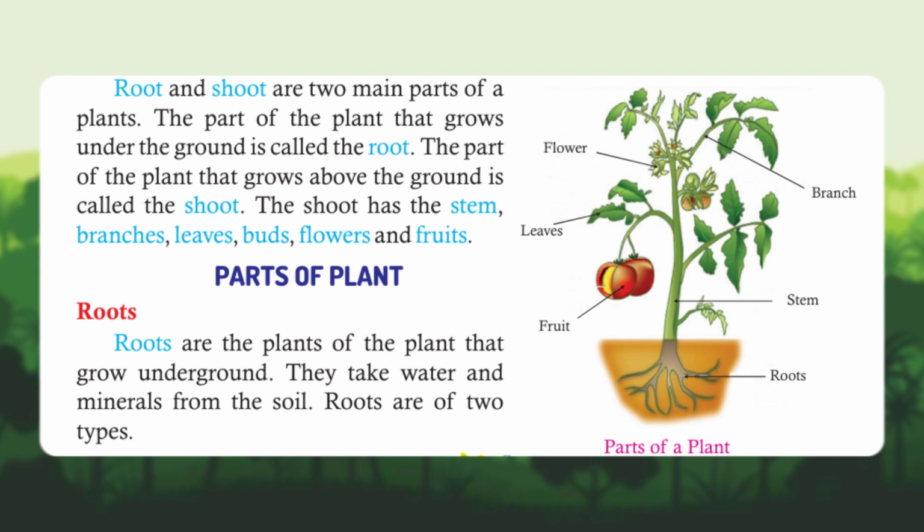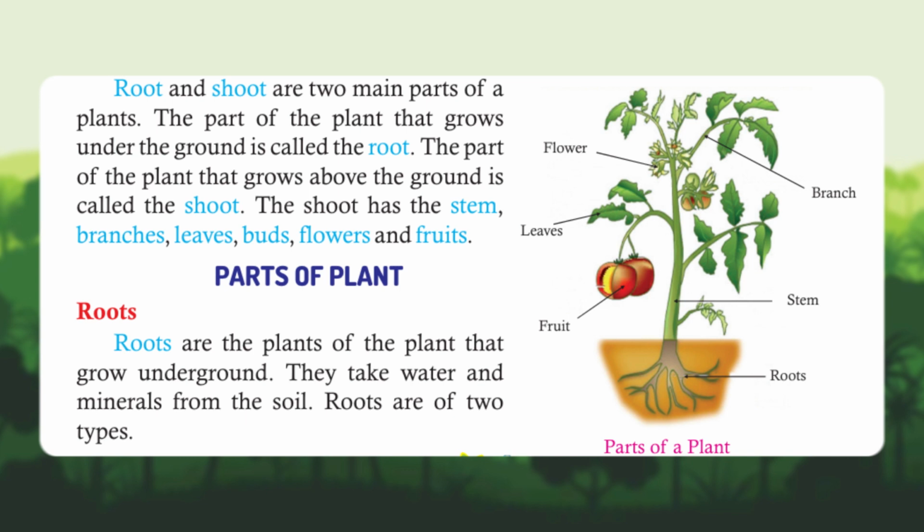Root and shoot are two main parts of a plant. The part of the plant that grows under the ground is called the root. The part of the plant that grows above the ground is called the shoot. The shoot has the stem, branches, leaves, buds, flowers and fruits.